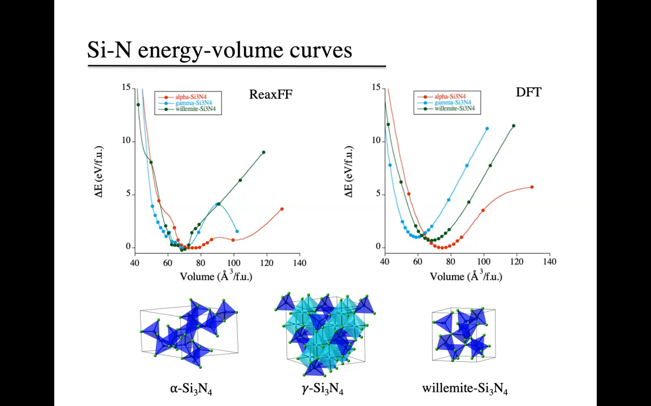Generally, our ReaxFF data performs well near the minima of the curves, but is not so good at very low volumes or very high volumes either. Otherwise, ReaxFF gets the trends correctly since scaling is only isotropic. ReaxFF is reasonably good for alpha silicon nitride and to a lesser extent willemite silicon nitride, which you see in the structures below, where the blue and cyan atoms are silicon and the green atoms are nitrogen.